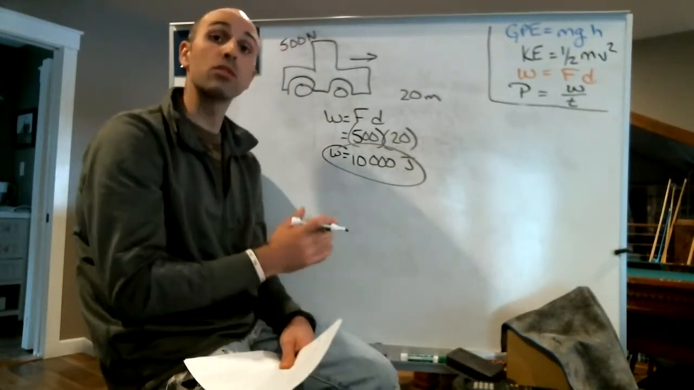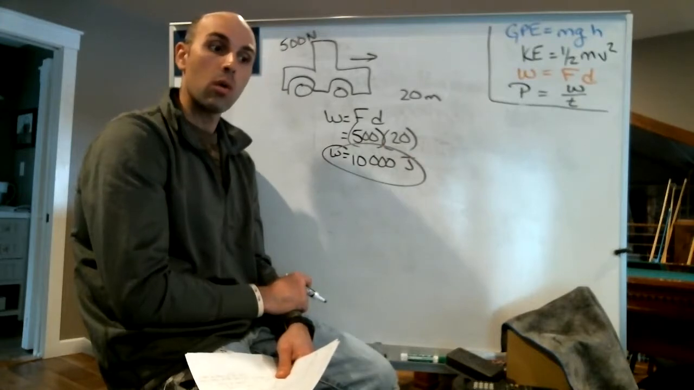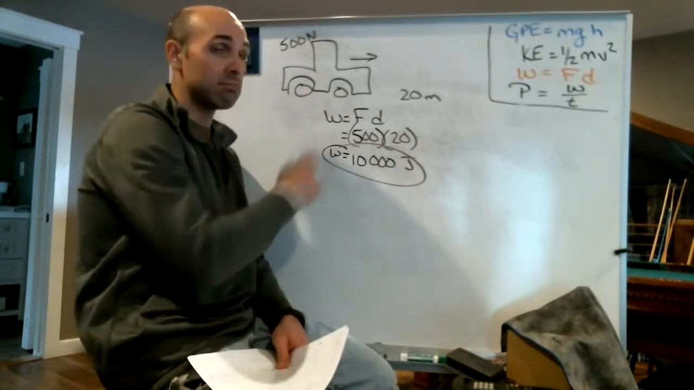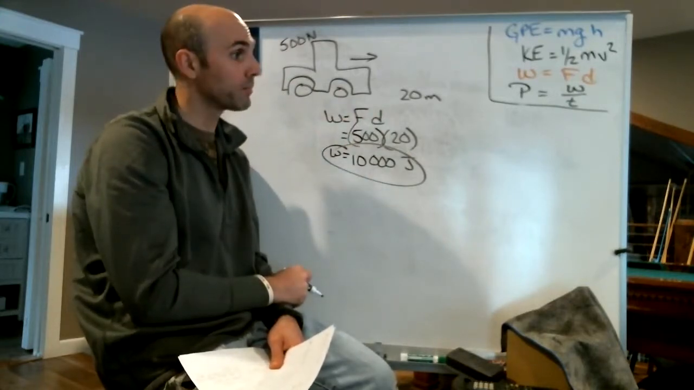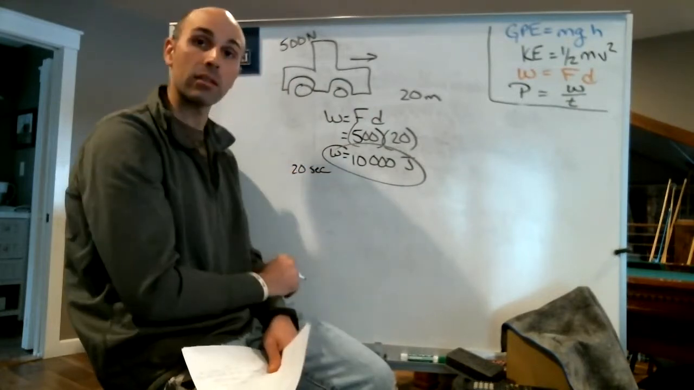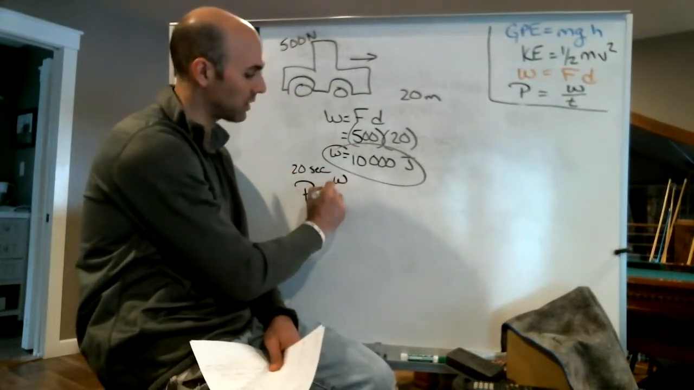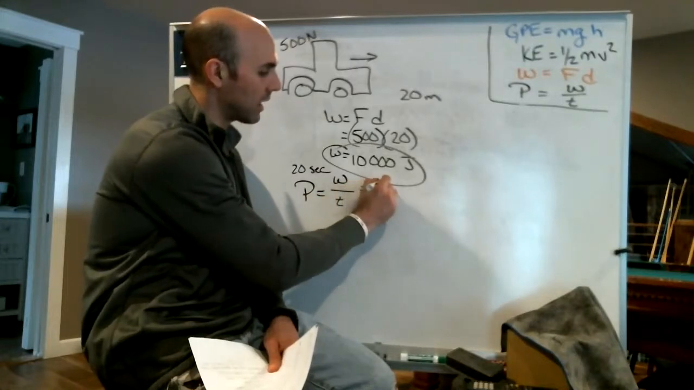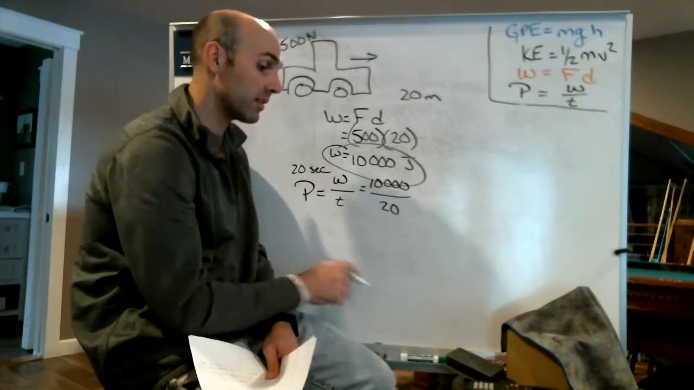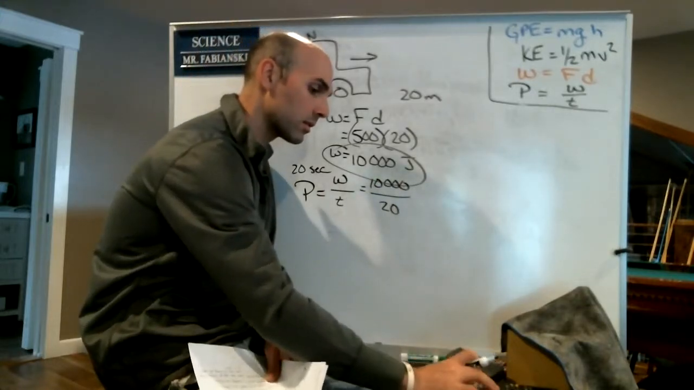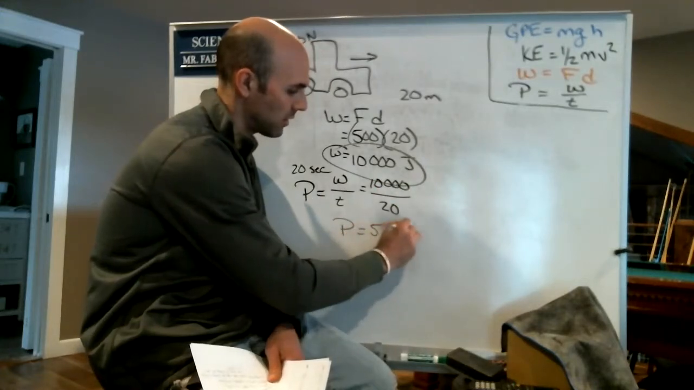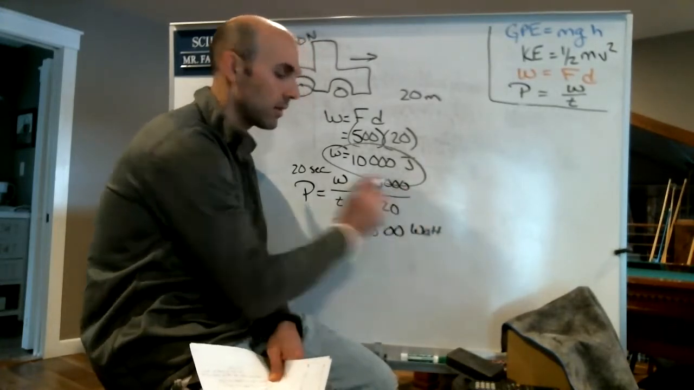Now let's do power. So what is the power if you pushed this car, 500 newtons of force, down a 20-meter road in 20 seconds? Well, power equals work divided by time. So 10,000 divided by 20. And this gives us 500 watts.